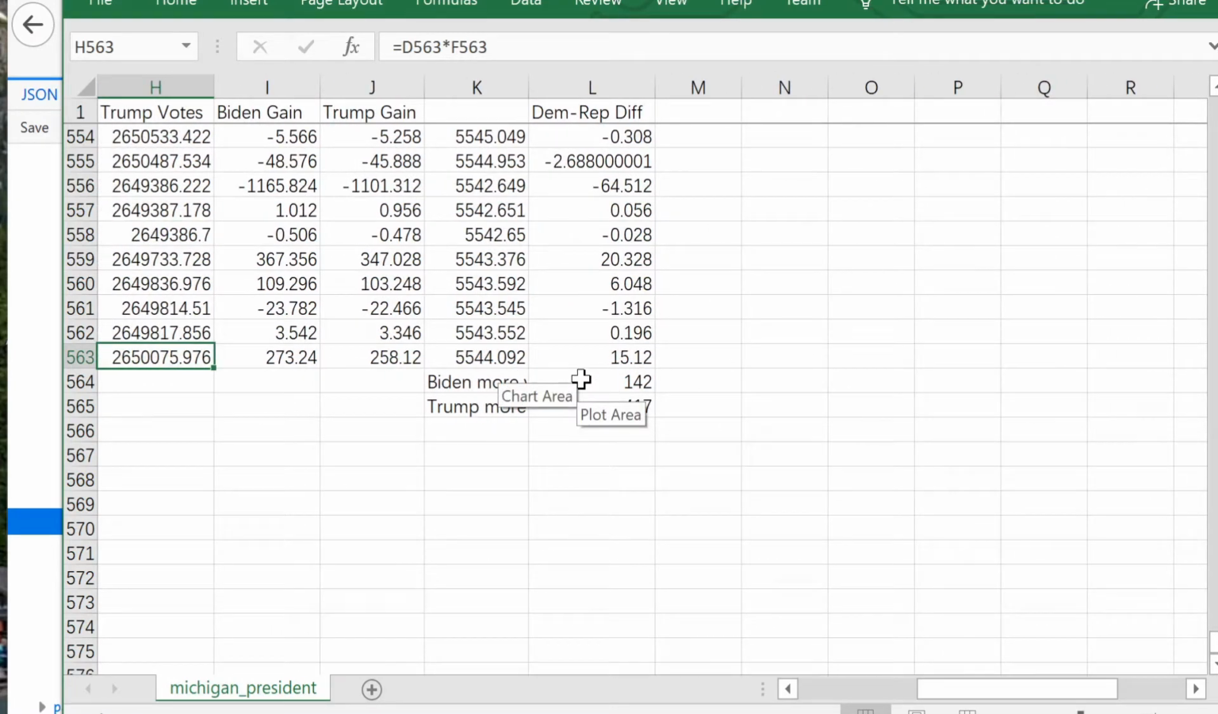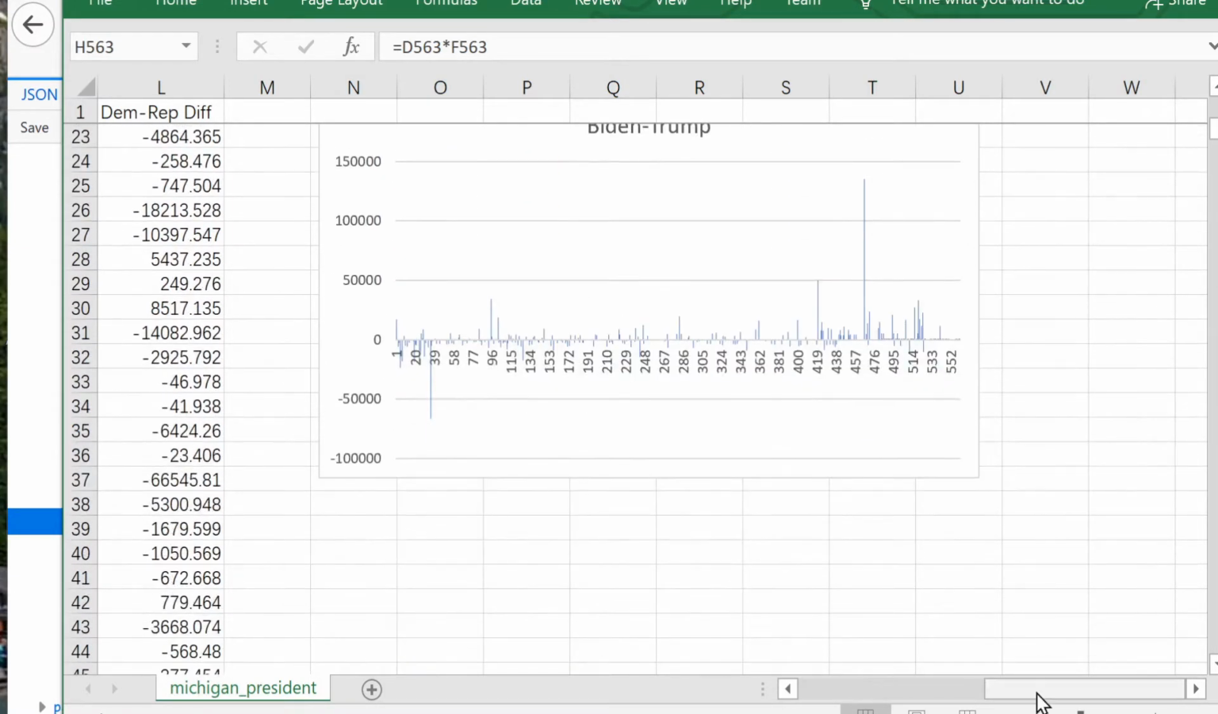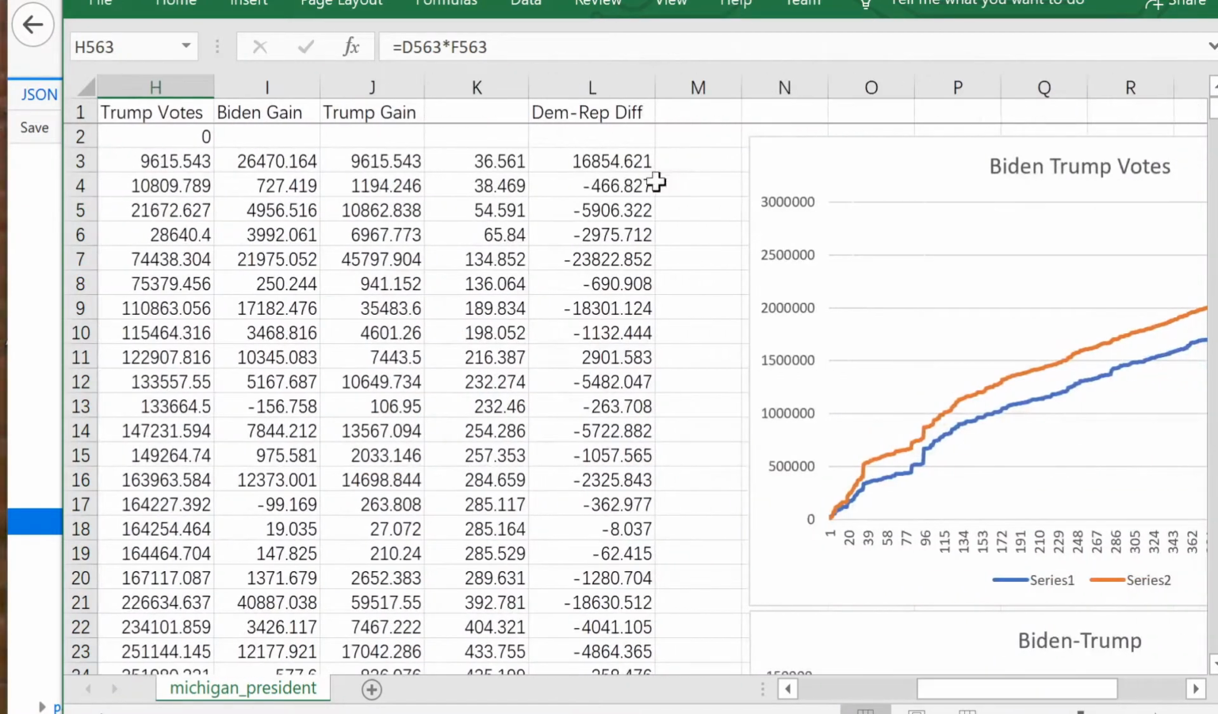and some of them are quite unbelievable, like this one. So I'll add one more plot that shows the ratio of Biden versus Trump. So add one more column. That's Biden. So in this column, we'll have Biden's vote gain divided by Trump vote gain.